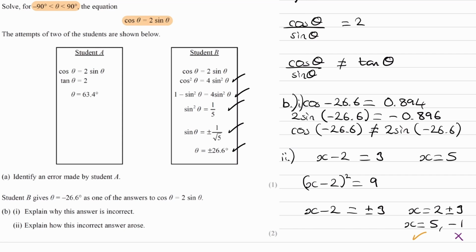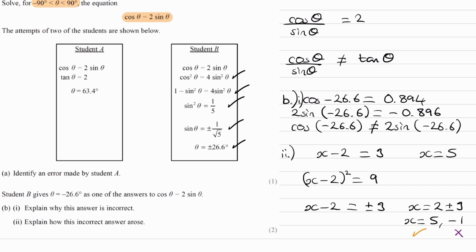But the mistake is that they should have then put both of those numbers back into the original equation. Whenever you square both sides of an equation, I'd recommend doing this. Put the final solutions back into the original equation to see if you have got any incorrect solutions. They then would have found that the minus 26.6 was an incorrect solution. Okay, so let's just summarize that to finish this question off.